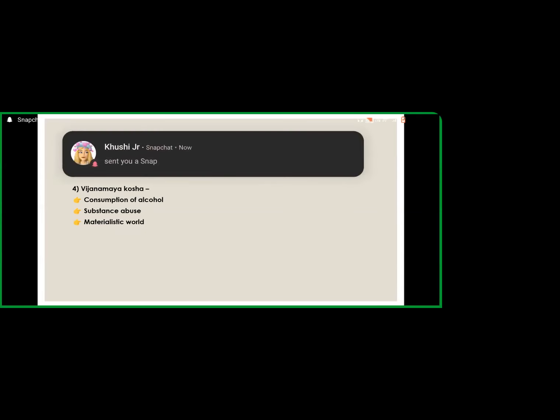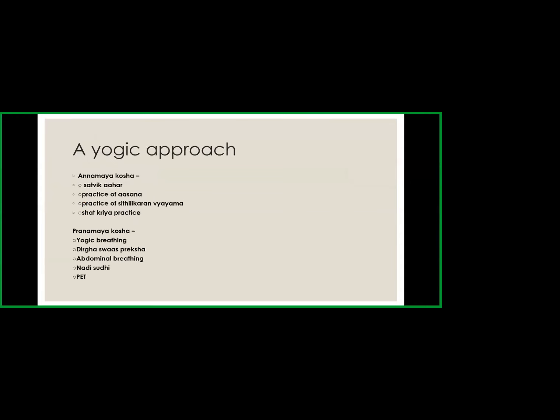It impairs our power of judgment, it impairs our power of discrimination. So it impairs the Vigyanmaya kosha as well. Substance abuse does the same thing. And if we indulge very much in the materialistic world, it will also influence the Vigyanmaya kosha.